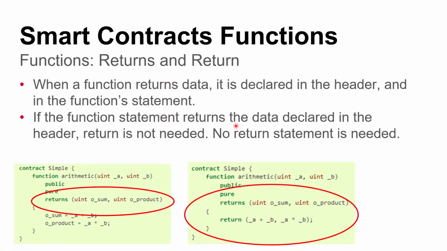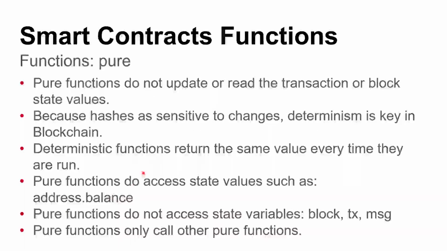Return. We can see here that if return data is declared in the header, you could declare it in the header or in the statement. We can see here that we are declaring the return in the header, and then you don't need a separate return in the body, within the braces. It is optional either way. So no return is needed if we declare a return in the header.